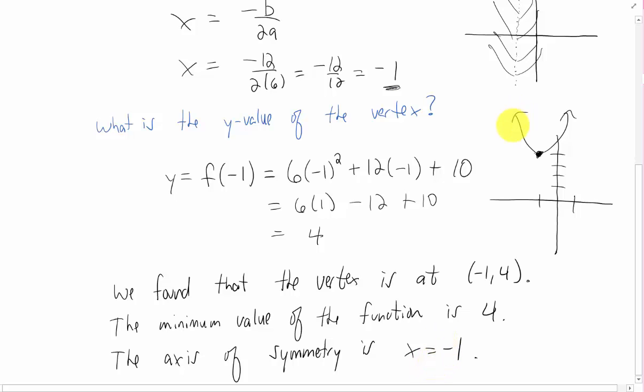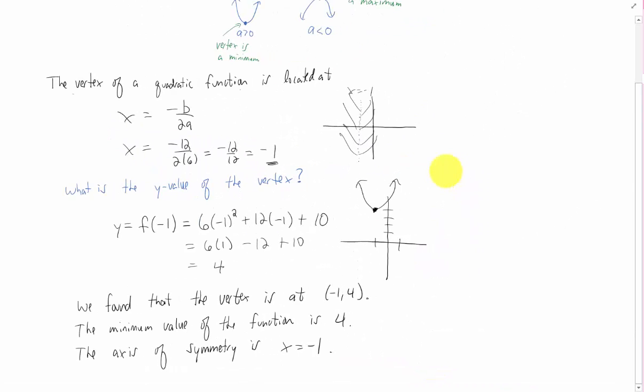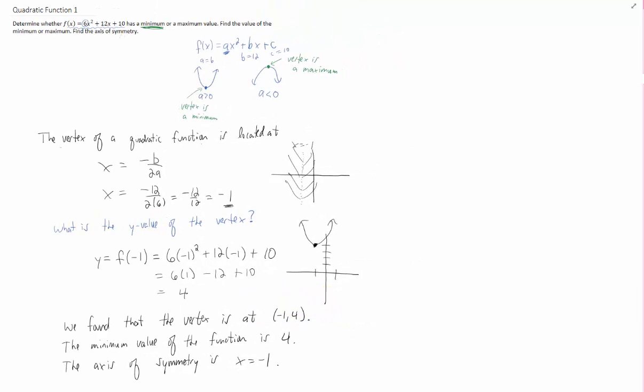So I think that answers all of the questions. Let me scroll out here. So our function has a minimum value. The value of the minimum is 4. And the axis of symmetry is the equation x equals negative 1.